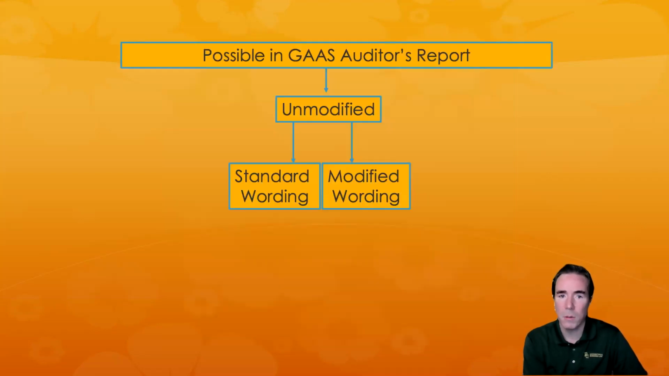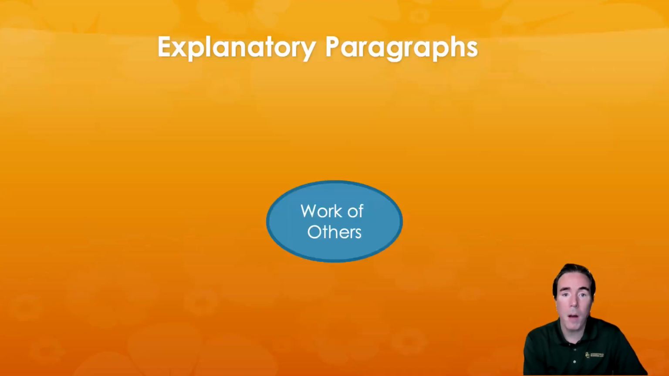Now, if it's not true, we're going to have to modify our wording. Modified wording does not necessarily mean that there's a problem. It might be that there's something we need to draw the reader's attention to. And so the most common one is actually an explanatory paragraph. And this is where we need to add some details to make the context of the audit. A lot of these are not about necessarily informing the reader, but defining our legal liability.